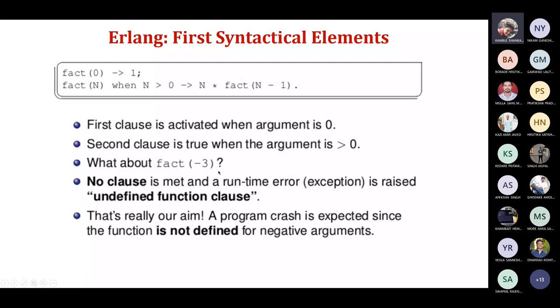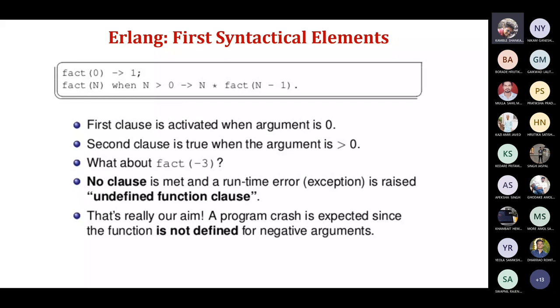So what about factorial of minus 3 now? Can we execute this? No, because no clause is met, and a runtime error or an exception is raised: undefined function clause. Because we don't have a function clause, we have only for a 0 and a positive value of n. We have not included any clause with a negative value. So there's no clause for that. So we'll get a runtime error if you give n value as minus 3 or any negative number. You get the error as an undefined function clause.